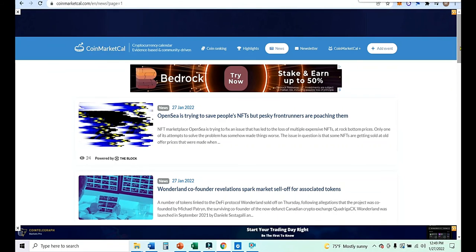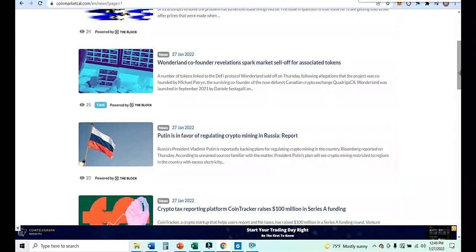Ouch, not good news for them, because they have about 2 other players that came out. Rarible and LooksRare are now coming out to give OpenSea a run for their money, and now they're having problems. Wonderland co-founder Revolution Smart Market sell-off. That's what we were talking about before. That's a time token over on AVAX.